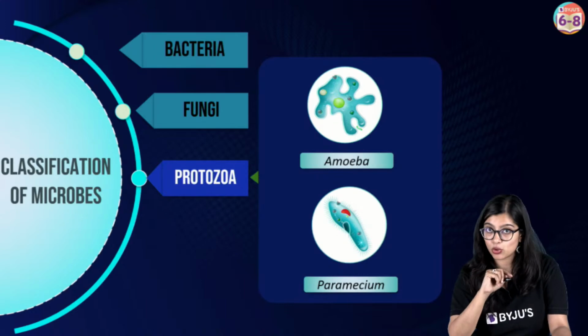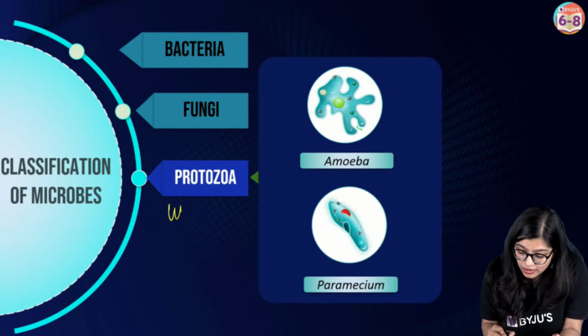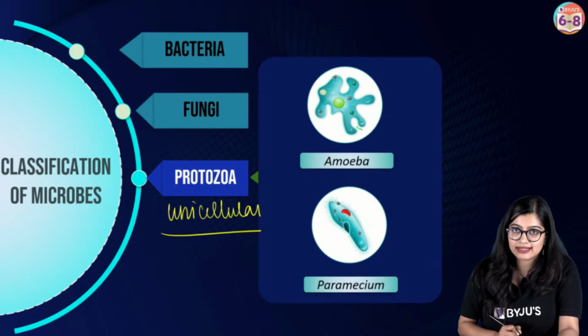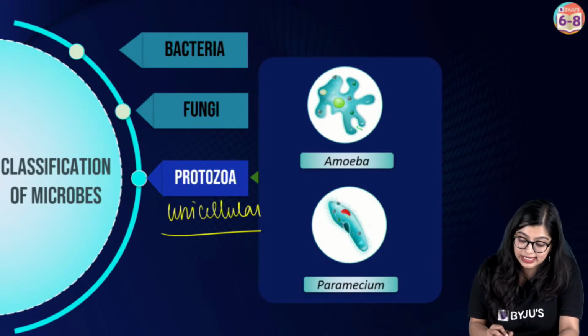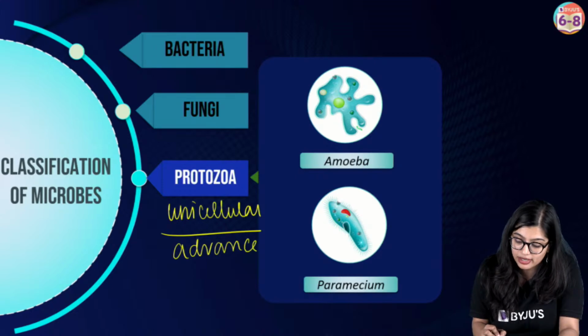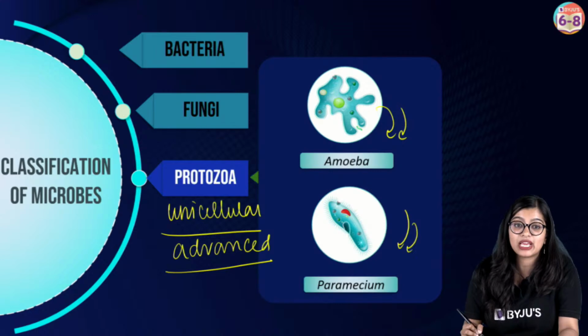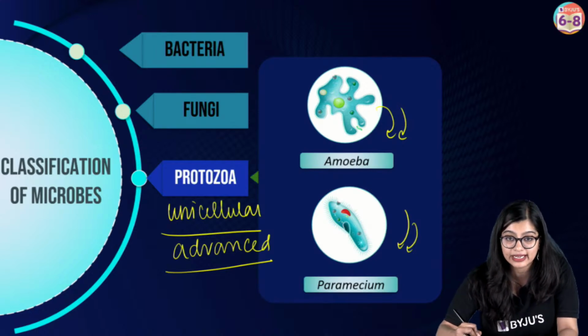Then of course we have protozoa. Now protozoa are unicellular organisms, right? They are unicellular, but they differ from bacteria because these organisms are a little bit more advanced. So here we see amoeba, paramecium, and somebody was asking about euglena, right?